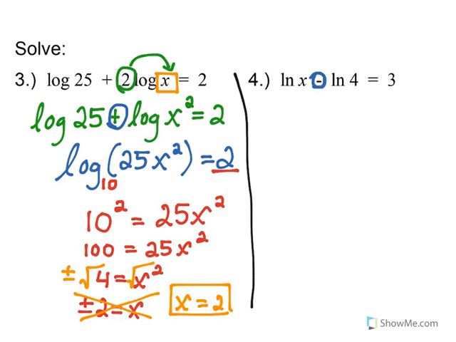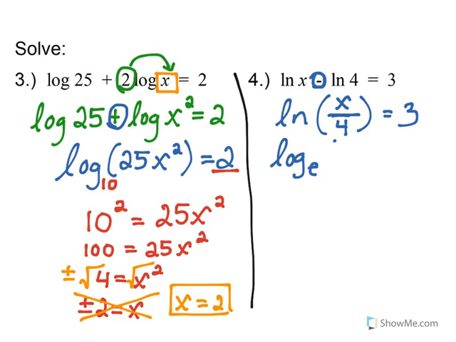There were no coefficients to pull in, so the subtraction means I have the natural log of a quotient, so a division problem on the inside, and that's going to be equal to 3. What comes before the subtraction, that goes in the numerator. What comes after the subtraction goes in the denominator. All right, so now I'm going to need to convert this to exponential form again. And keep in mind, the base of a natural log is an e. So this is log base e of x over 4 is equal to 3. All right, so we're going to get a kind of funky answer on this one.